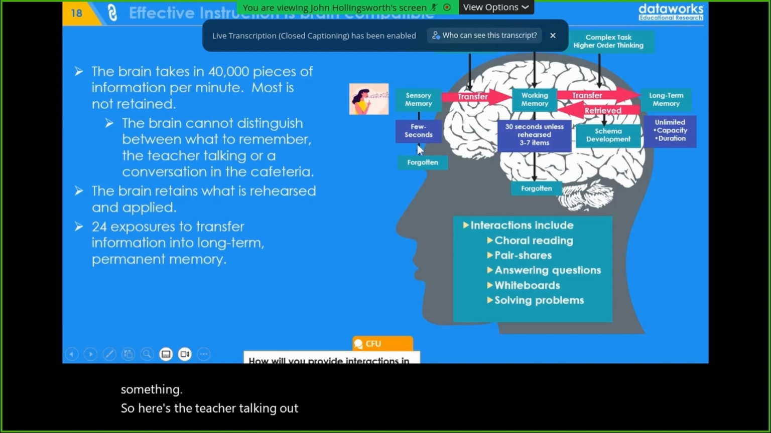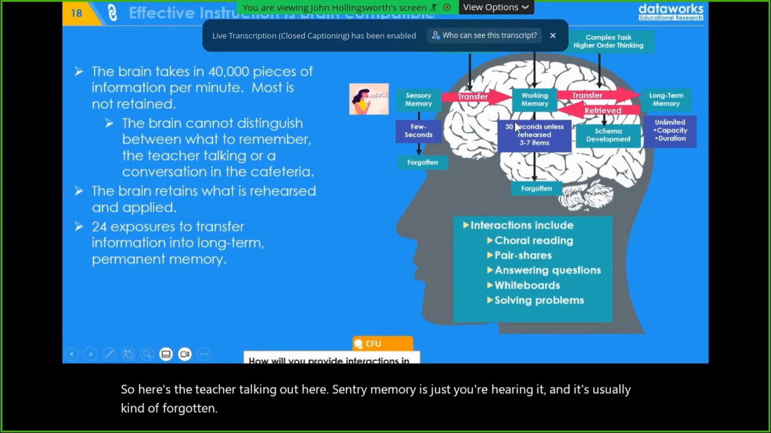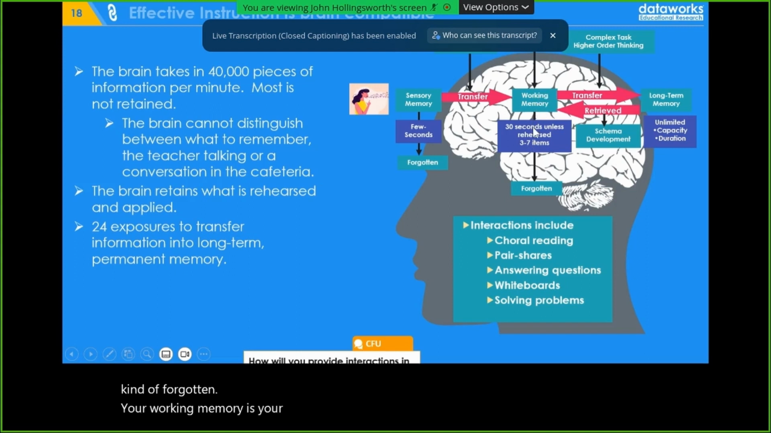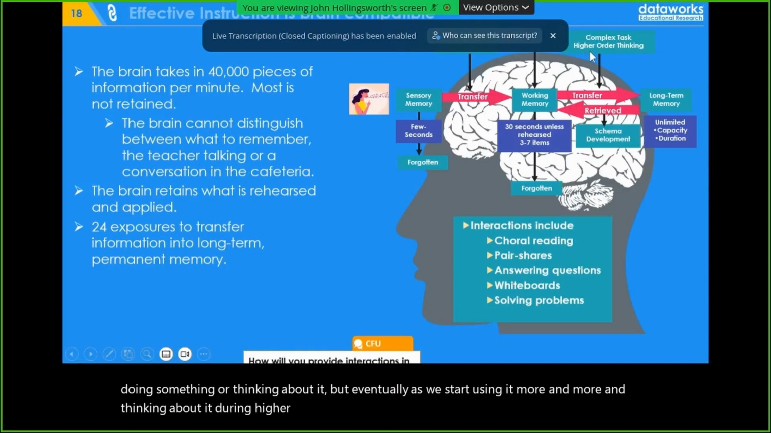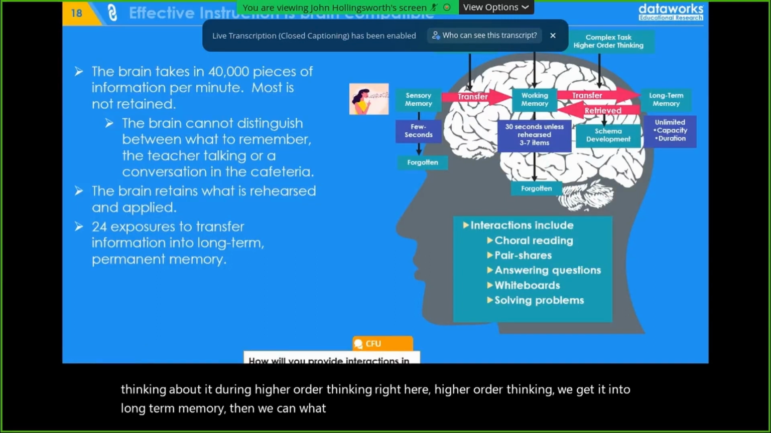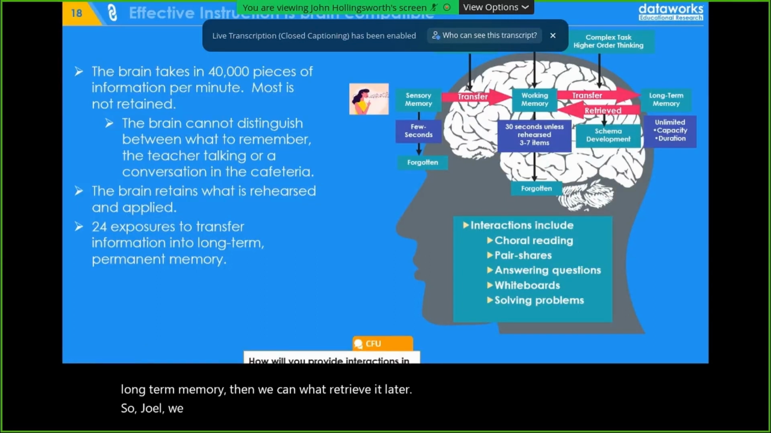So here's the teacher talking out here. Sensory memory is just you're hearing it, and it's usually kind of forgotten. Your working memory is your consciousness, and it will retain there longer, especially if you start doing something or thinking about it. But eventually, as we start using it more and more and thinking about it, doing higher order thinking, right here, higher order thinking, we get it into long-term memory. Then we can what? Retrieve it later.